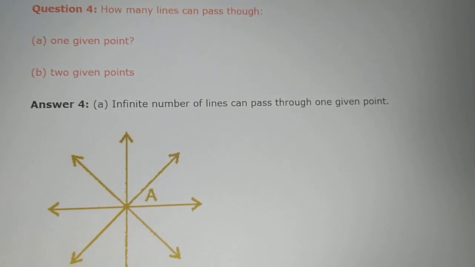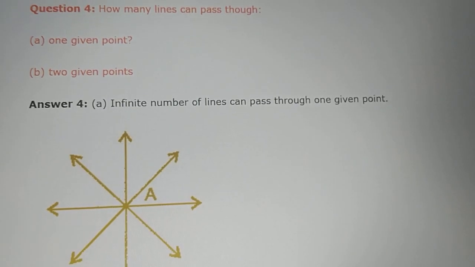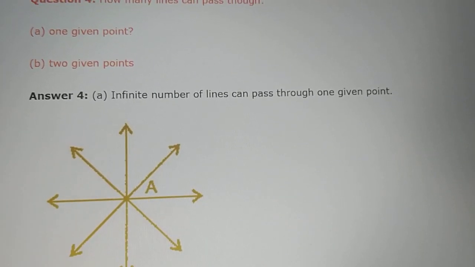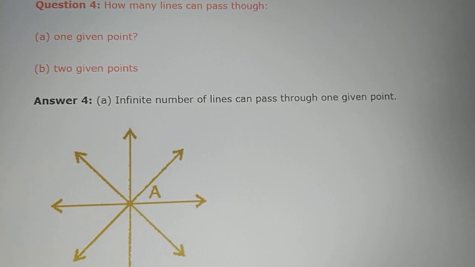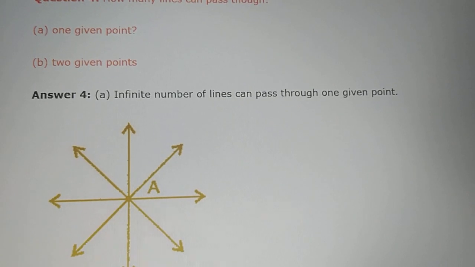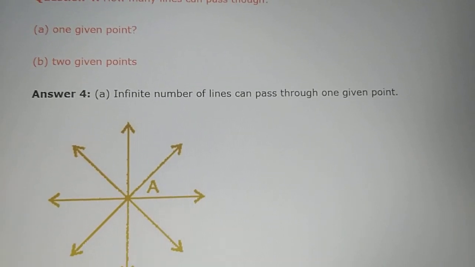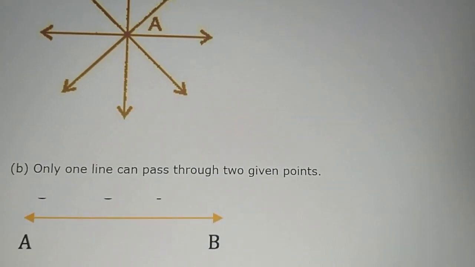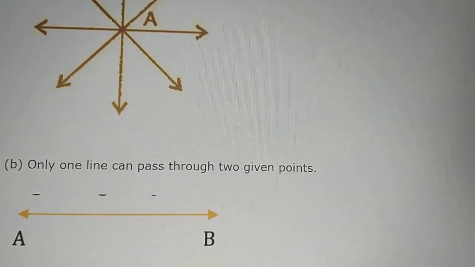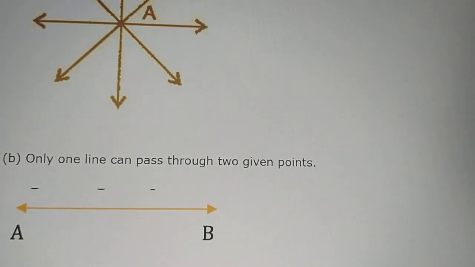Now the next question is, how many lines can pass through one given point and two given points? As you can see, an infinite number of lines can pass through one given point. Here A is a point, and from A how many lines can pass? An infinite number of lines can pass through point A. The next is, how many lines can pass through two points? Only one line can pass through two given points. As you can see, AB, through A and B both, only one line can pass.